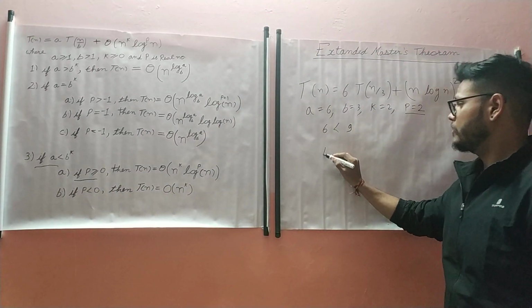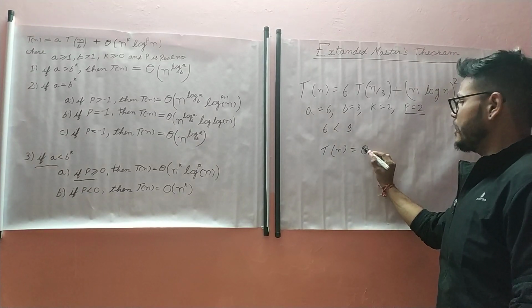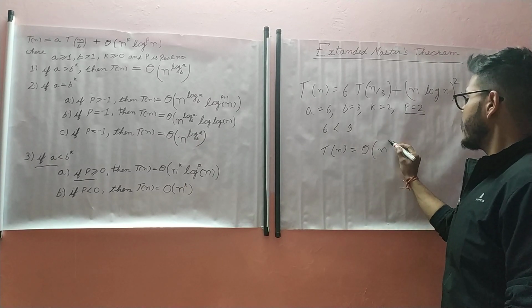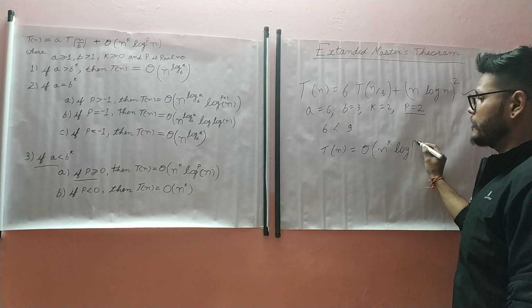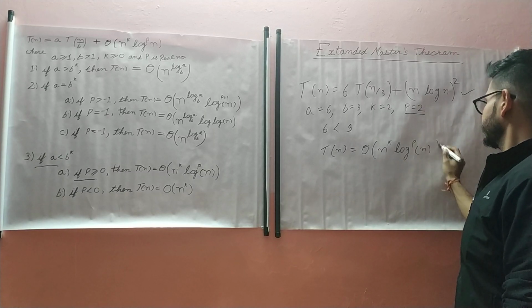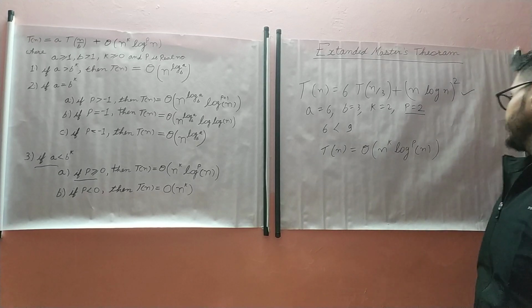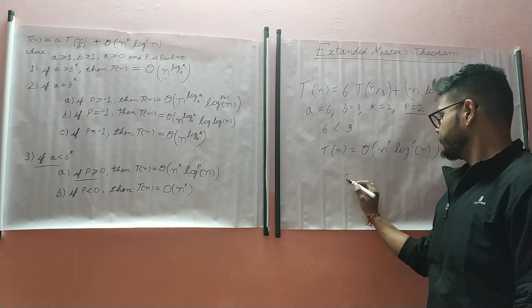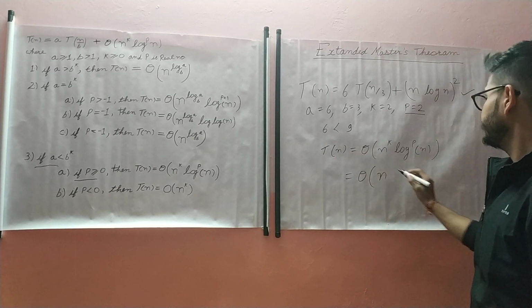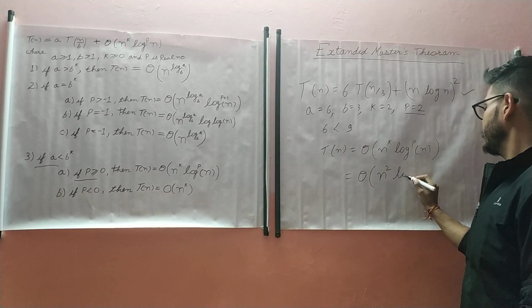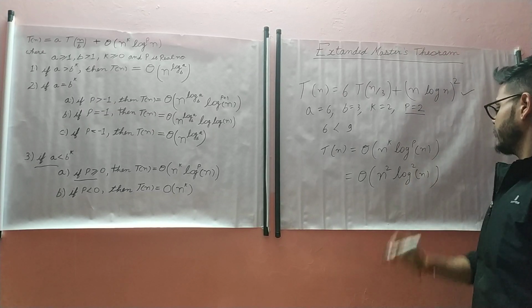So T(n) = theta of n^k log^p n. Now put the values of k and p. So theta is equal to n squared log squared n.